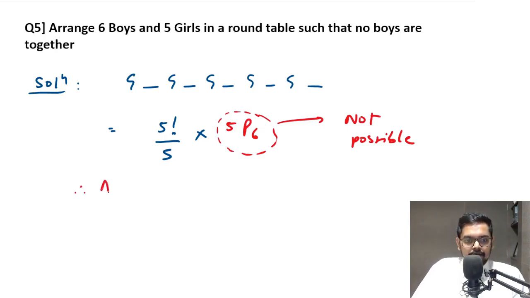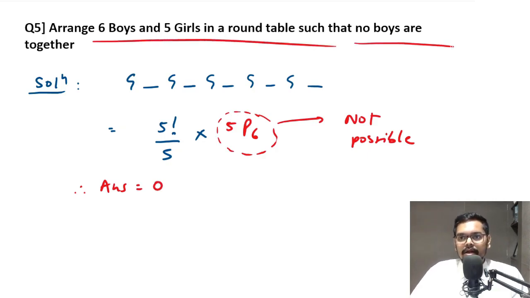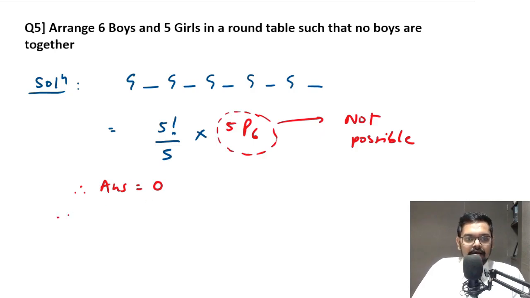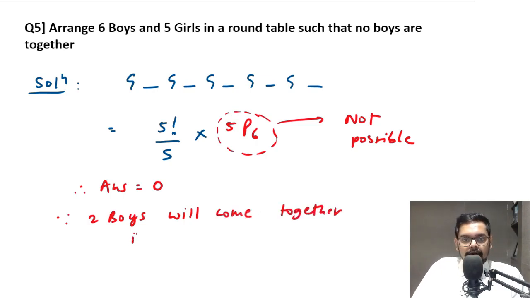Therefore answer is 0. The arrangement such that 6 boys and 5 girls are seated on the round table where no 2 boys are together cannot be made. Such arrangement is 0. Reason is 2 boys will come together in every case. Yes, in every case they will come together. Okay, so that is the answer. 2 boys will come together in every case. You can make by yourself also, I have told you.